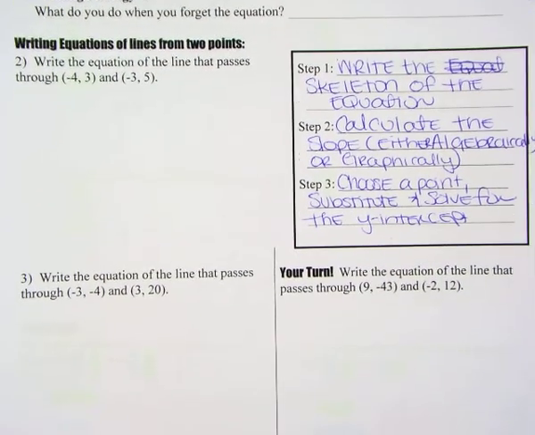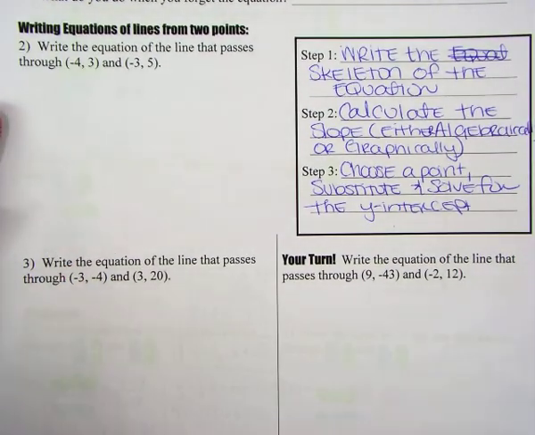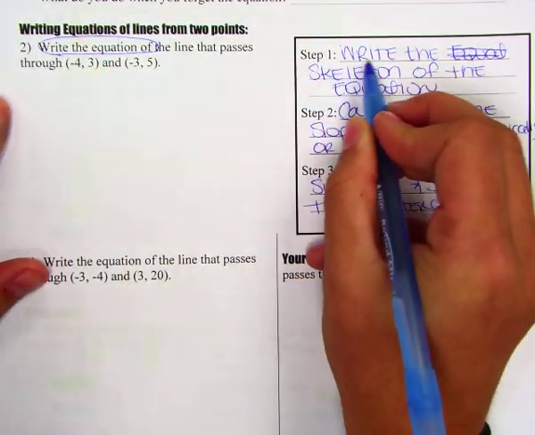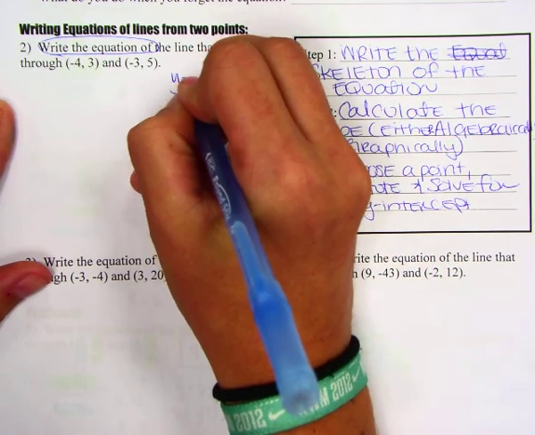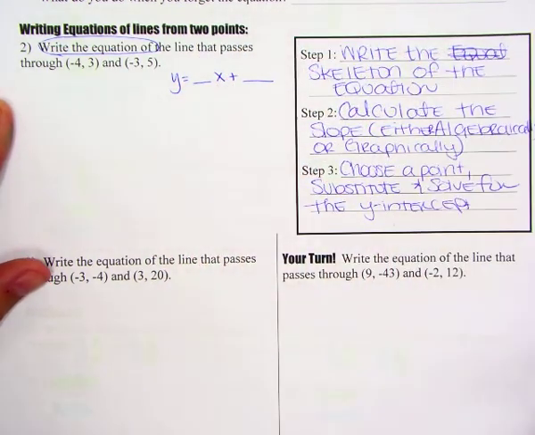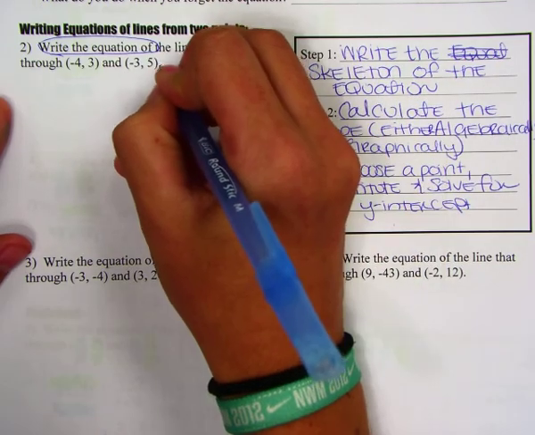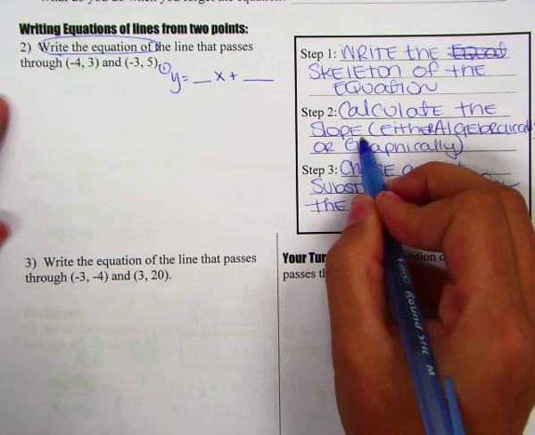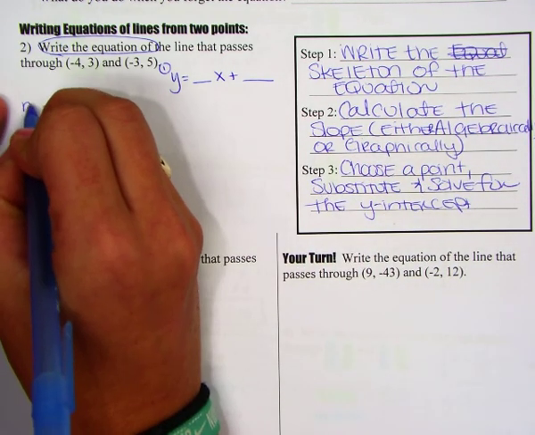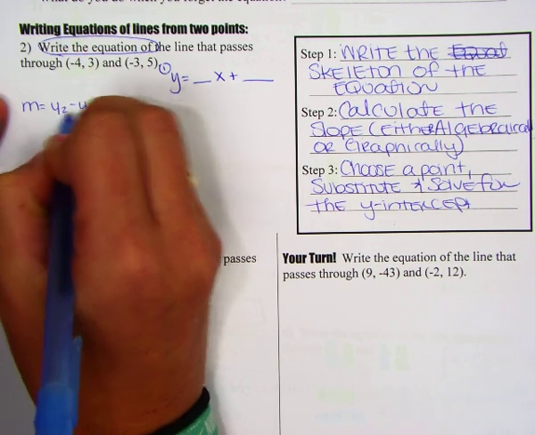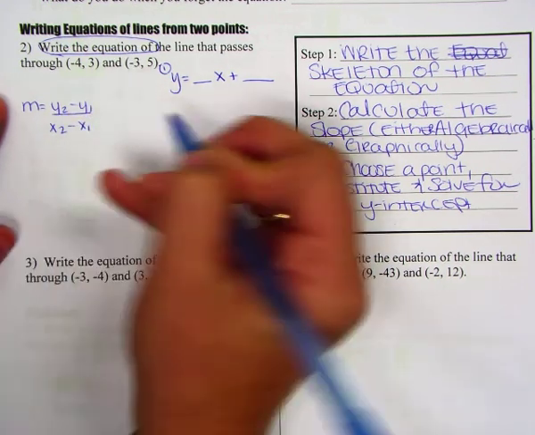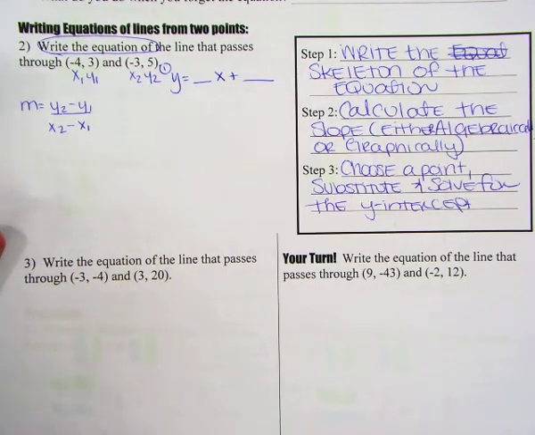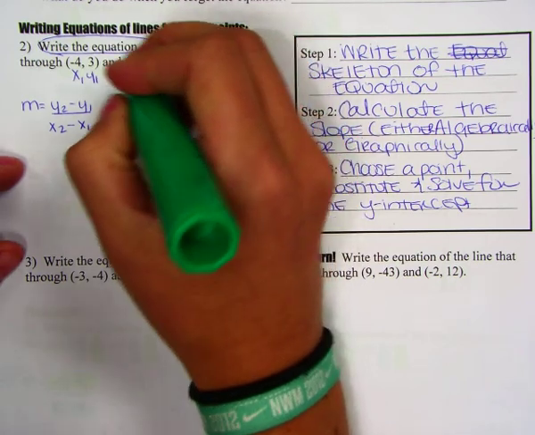So how do we use this? Well, when we're writing equations, right, this says write the equation. And step 1 says write the skeleton. When you see write the equation, you should automatically go and write the skeleton. This is step 1. Step 2 says calculate the slope. So, just like we did, m equals y2 minus y1 divided by x2 minus x1. Go and label your points. I'm going to color code because it makes the most sense for me.